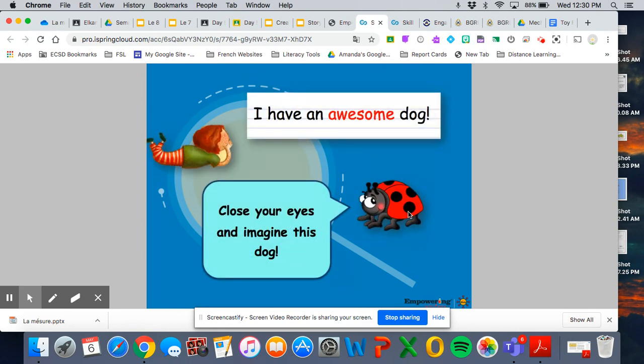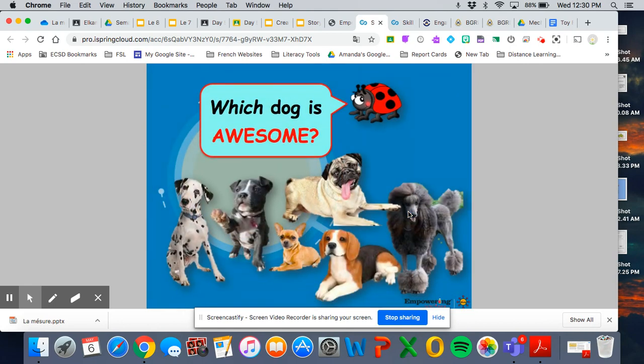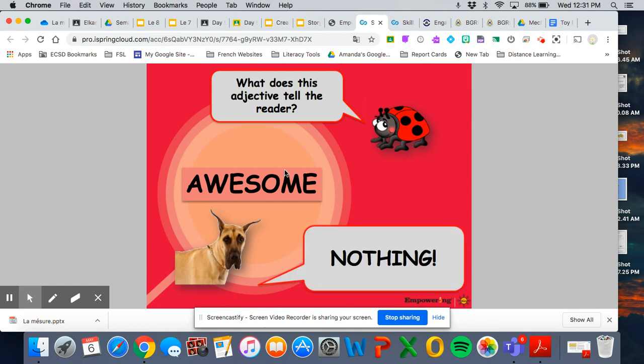Okay, so imagine I come into school and I'm like, wow, I have an awesome dog. What does that tell you about my dog? Well, what dog would you pick out? If you've never seen a picture of my dog, what dog would you pick out of here? Would you know which dog I'm talking about based on me saying, my dog is an awesome dog? The answer is nothing. So this adjective tells the reader nothing. Absolutely nothing.